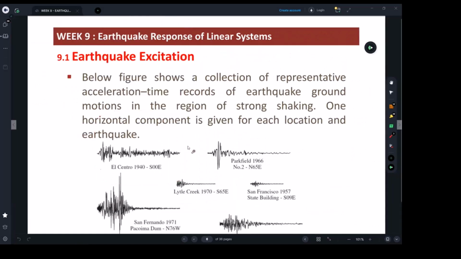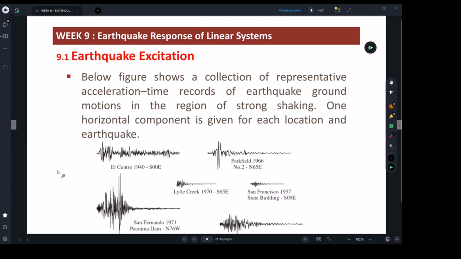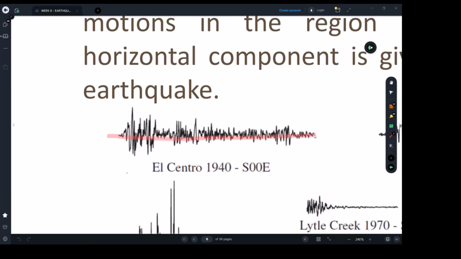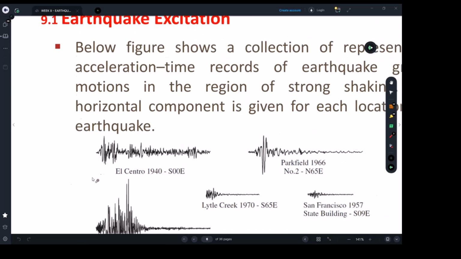And where we are starting from in today's lecture is basically such ground excitation, which is typically recorded as an acceleration. So the horizontal axis is time, and the vertical axis is acceleration. Okay.